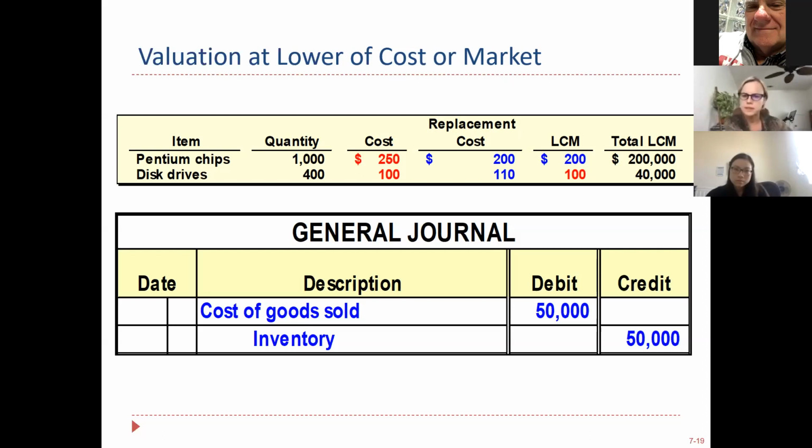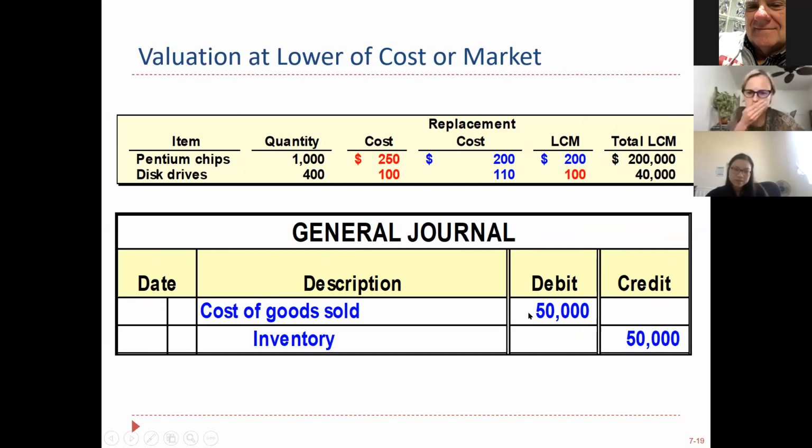Where did that 50,000 come from? I'm just trying to do some math. How many units did we have in the inventory? Oh, 1,000. What did we cost them at? 250. What should we cost them at? 200. 250 minus 200 is 50. $50 each times 1,000 equals the 50,000.